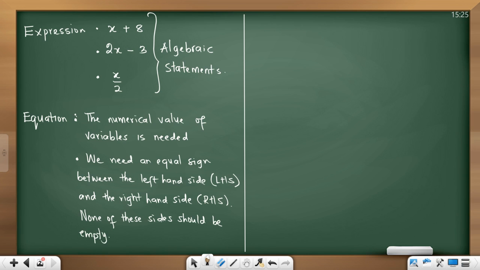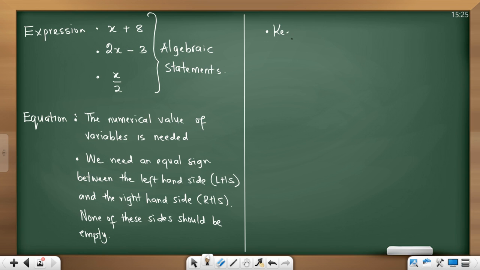Please take note. There must always be a value or a variable either on the left hand side or on the right hand side. The sides should not be empty. Please take note. The sides should not be empty. Okay, so we're going to keep asking, is the left hand side empty? Is the right hand side empty?